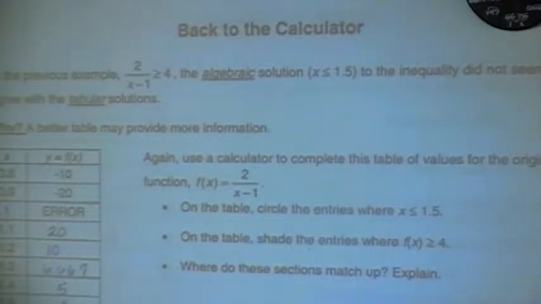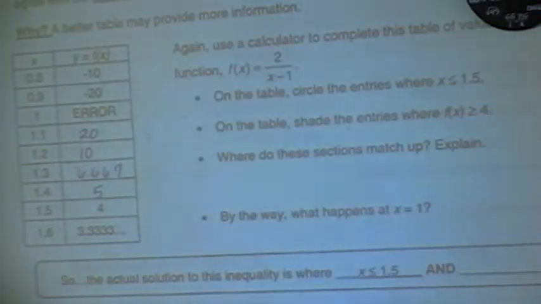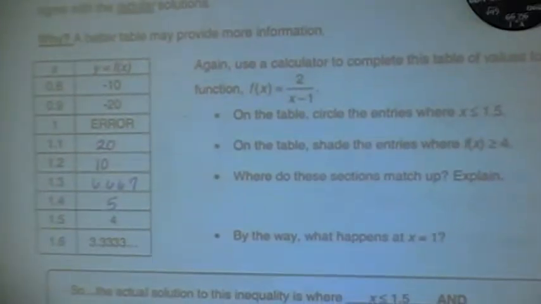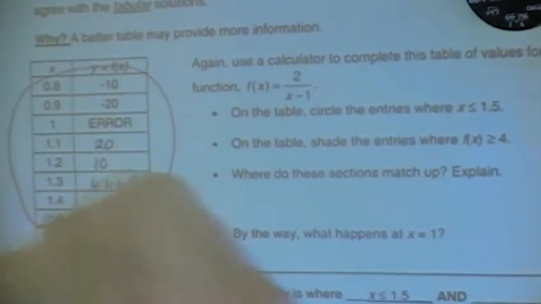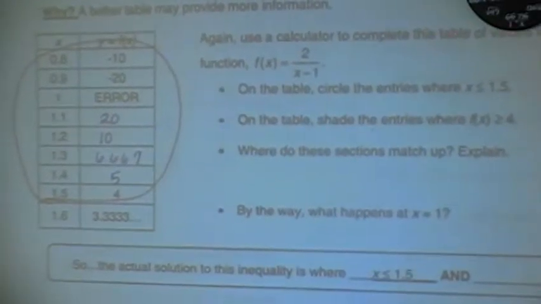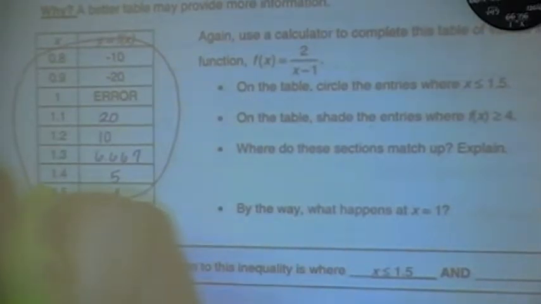Now they're going to have us do the exact same thing we did a minute ago. On the table, circle the entries where x is less than 1.5. So here's 1.5. All of those have to be less than 1.5. And shade where f of x is 4 or greater.